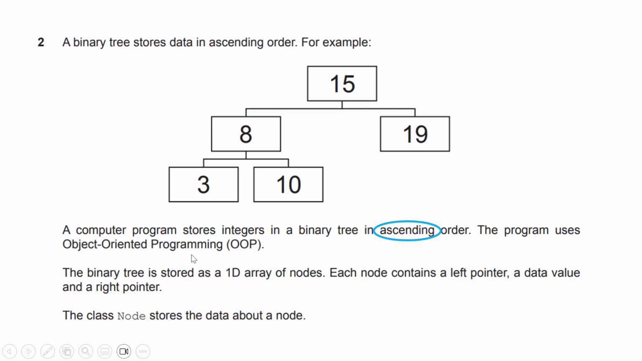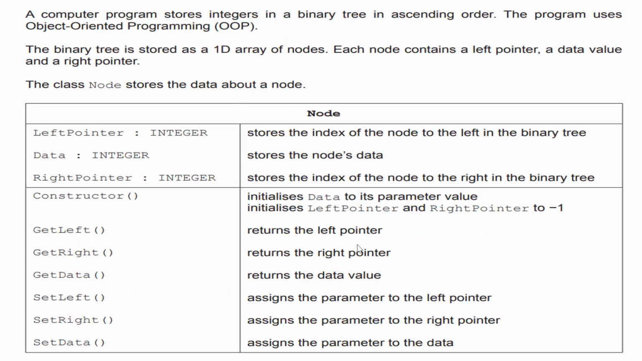The program uses object-oriented programming. Nothing we can handle here. The binary tree is stored as a 1D array of nodes. Each node contains a left pointer, a data value, and a right pointer. So all these nodes have that. The class node stores the data about a node. So the class node here isn't actually building the tree, it's just building the nodes.